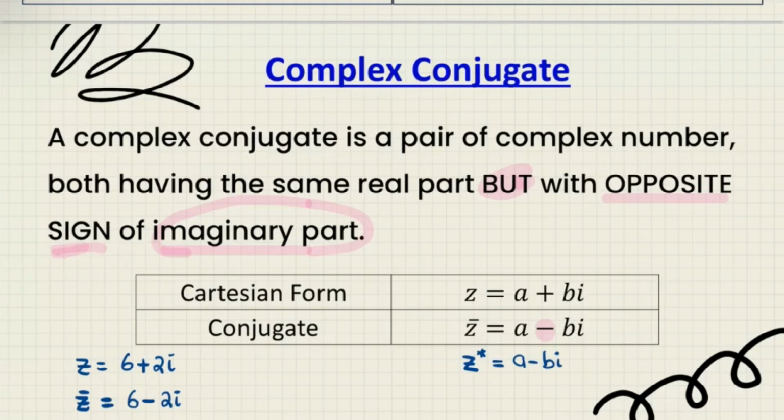Okay, apa lagi contoh lain? For example, okay, kita gunakan negatif. Let's say we have Z equals to 9 minus square root of 2i.